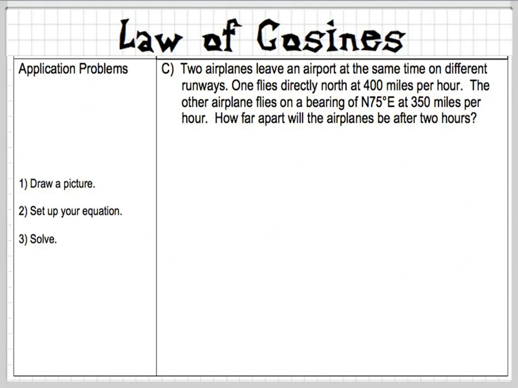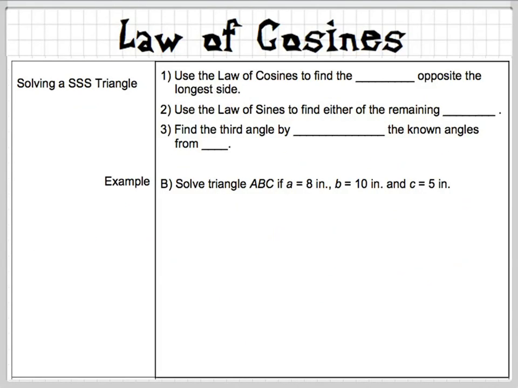Let's do this next part. Okay, this is B. Alright, students, draw your triangle. And then after you draw your triangle, see if you can plug everything into a formula. The law of cosines formula. Alright, I'm going to finish this on the next video.